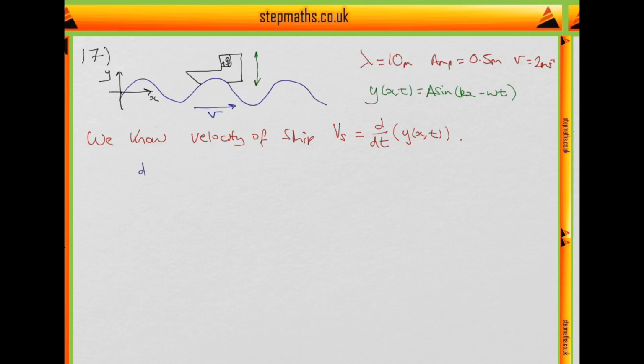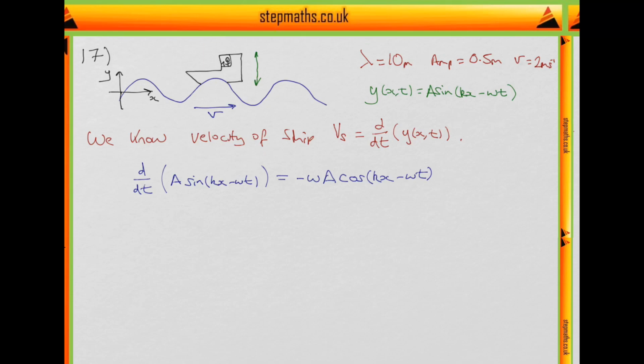So d by dt, our time derivative of y of x and t, or A sine of kx minus omega t. We know the derivative of sine is cos, but by the chain rule we want to multiply that by the derivative of the inside bit. Well, d by dt of kx minus omega t: kx is a constant, because we're thinking of x as a constant, and that goes to 0. The derivative of minus omega t is just minus omega. So what we end up with is minus omega times A, and the sine goes to a cosine of kx minus omega t.